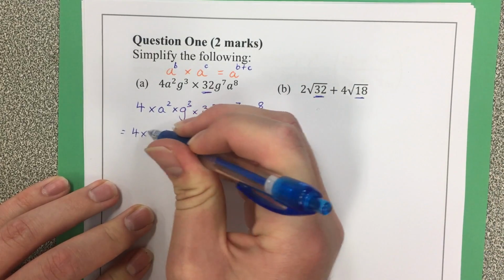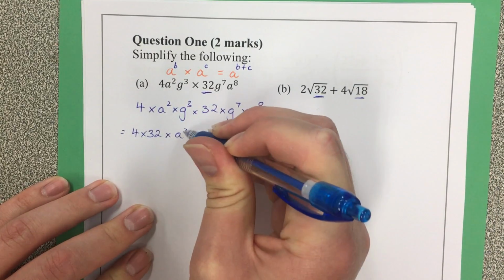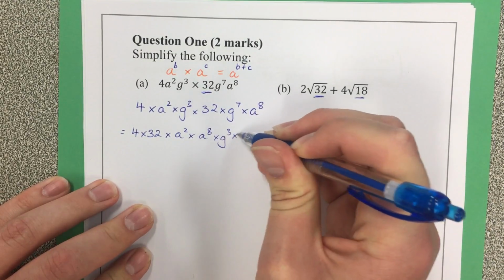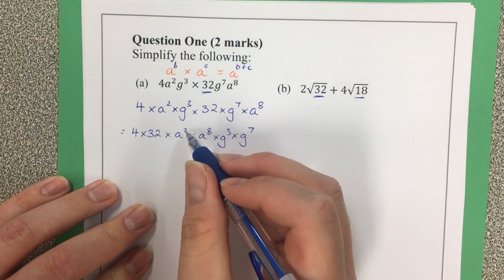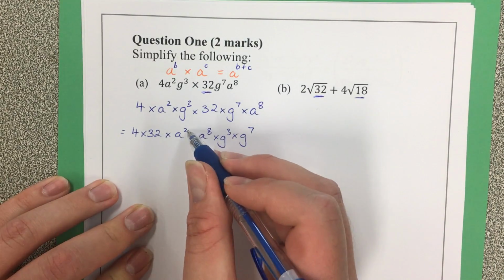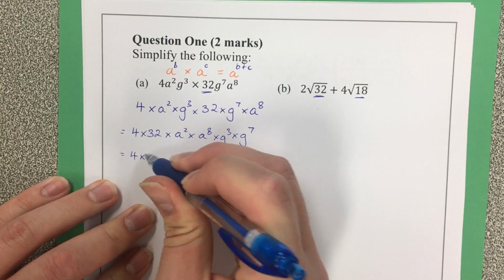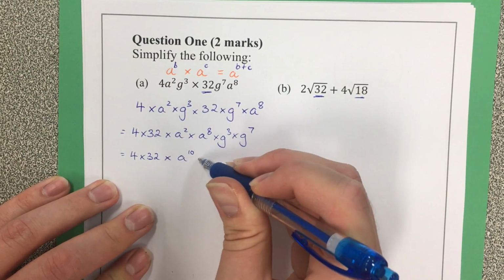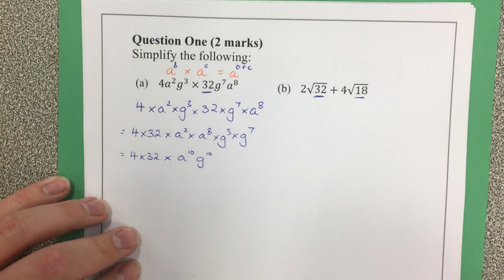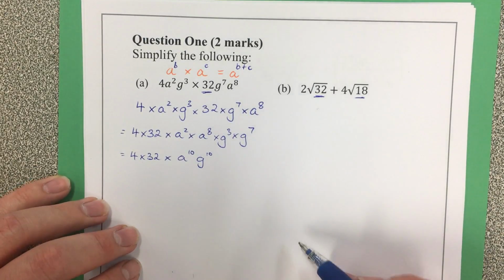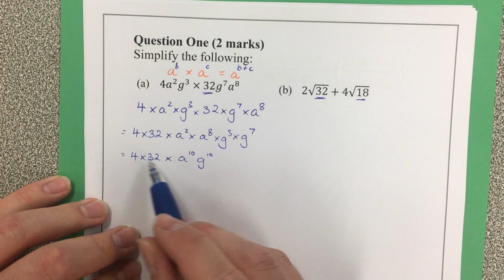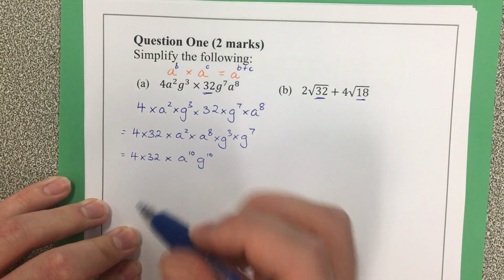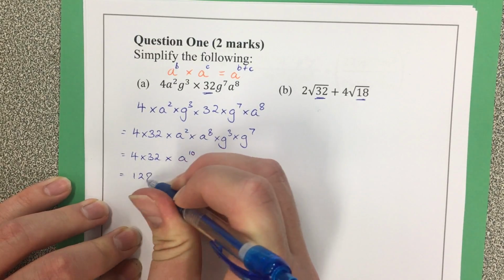So it says there 4 times 32 times a squared times a to the power of 8 times g to the power of 3 times g to the power of 7. These bases are the same, so I just add the powers. And then I just add these powers together. And it says there 4 times 32. So one way you could do this is go double 32 is 64. And double 64 is 128. And that would get you your lovely answer here.